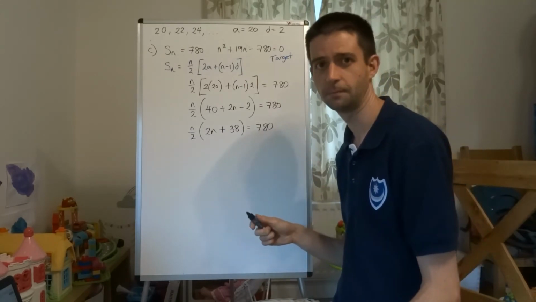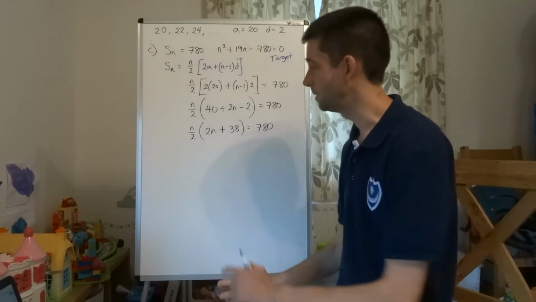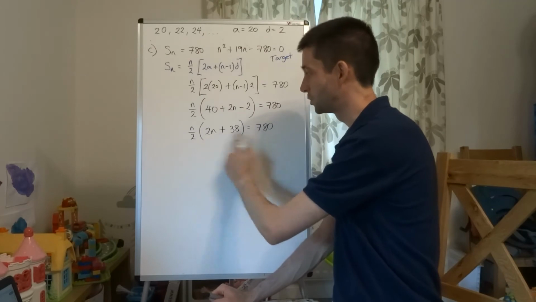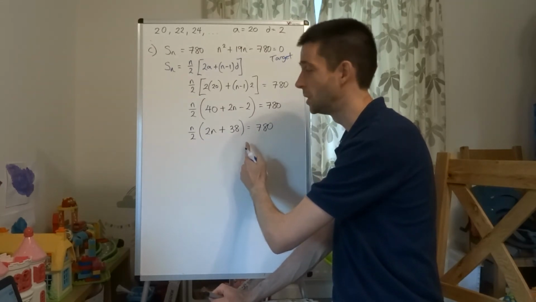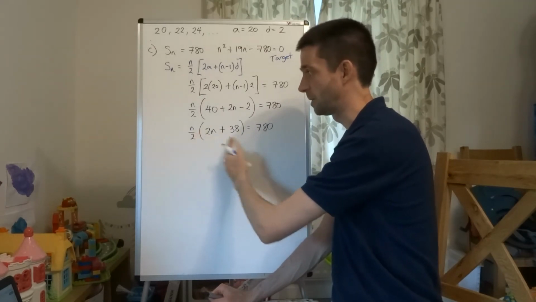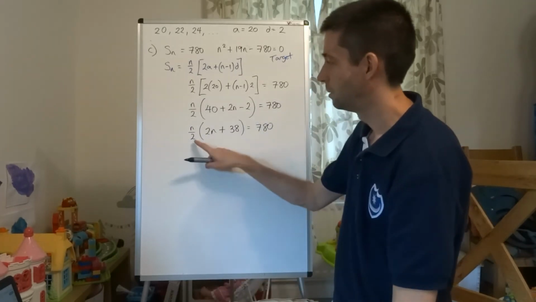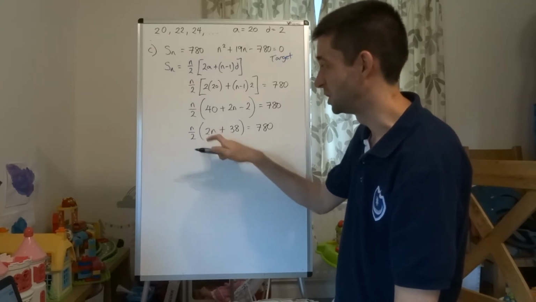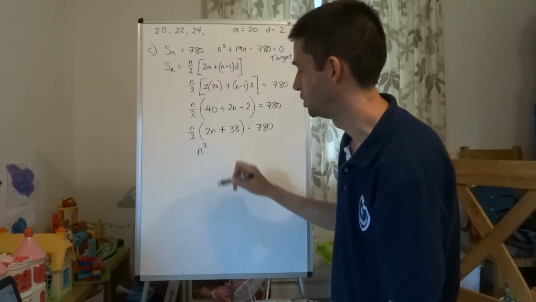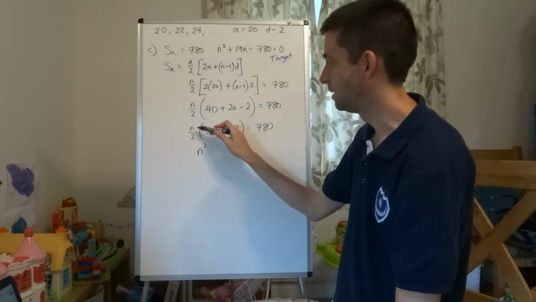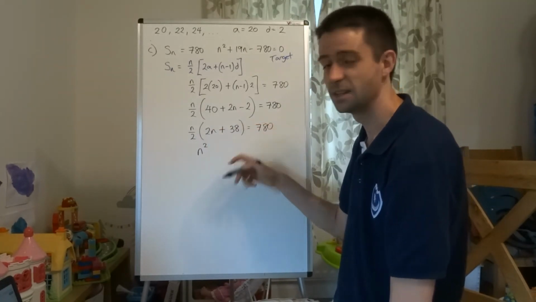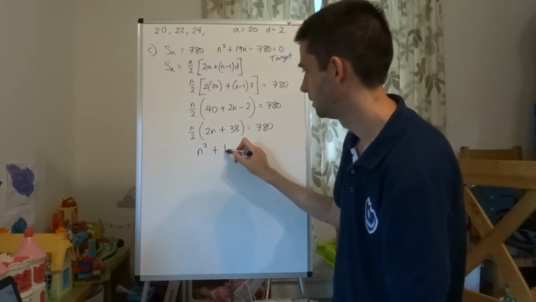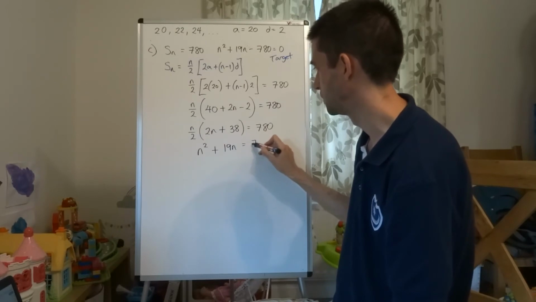equals 780. Okay, you've got two choices here. You could either expand the bracket out by n over 2, or you could multiply both sides of the equation by 2 and then only have to expand out the bracket by n. Now, multiplying n over 2 by 2n is actually quite nice because the 2's are going to cancel. So if I expand that out, I will just have n squared. And if I do n over 2 times by 38, it's like doing a half n. So a half of 38 is 19. So plus 19n equals 780.